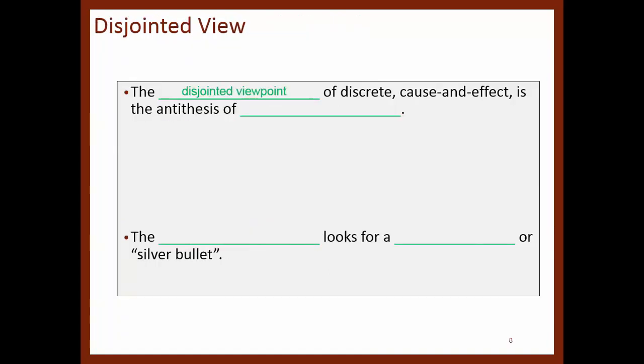So the disjoint viewpoint of discrete cause and effect is the antithesis of system thinking. The disjoint viewpoint looks for a singular solution or a silver bullet. So we want to identify something and then blame everything on that specific item. And that's contrary to what we have learned so far in terms of system thinking and systems engineering.